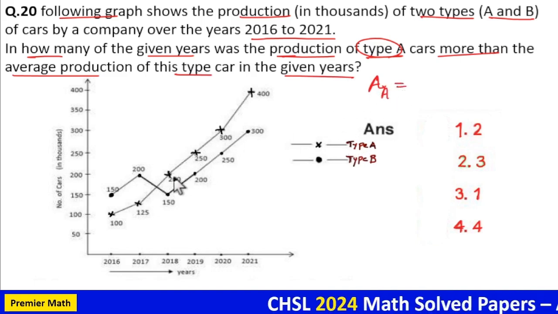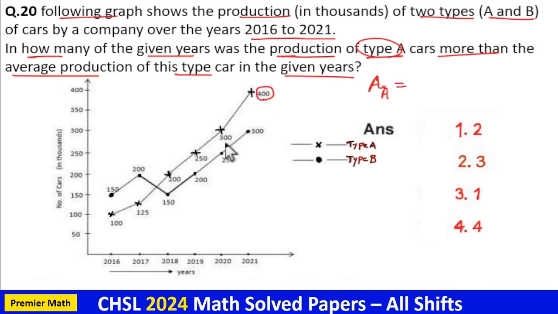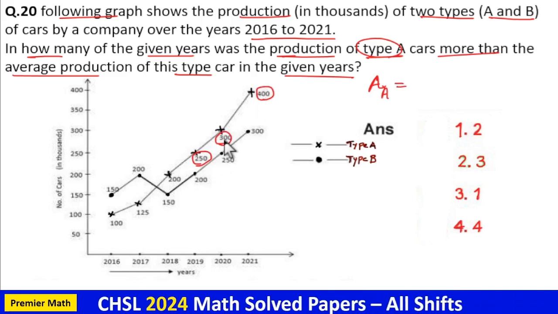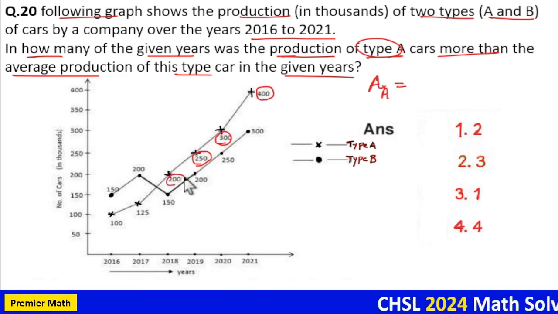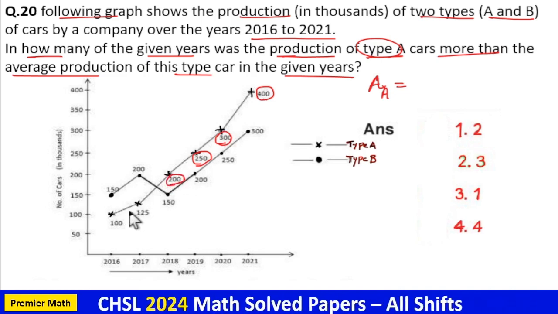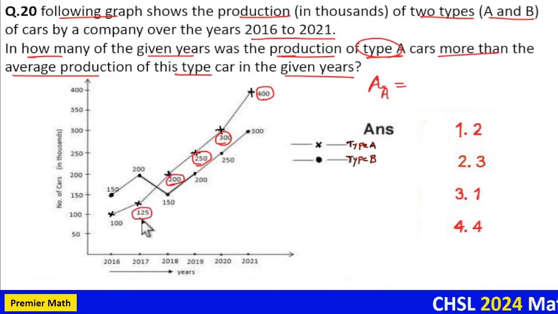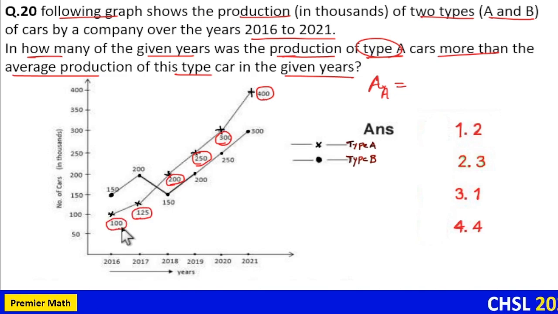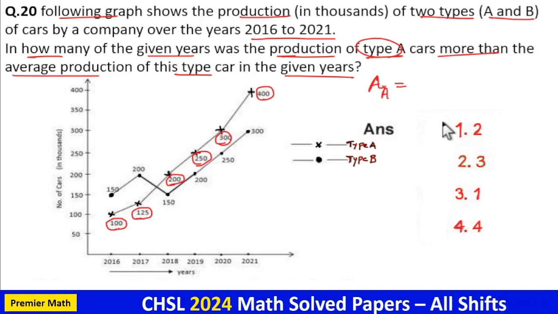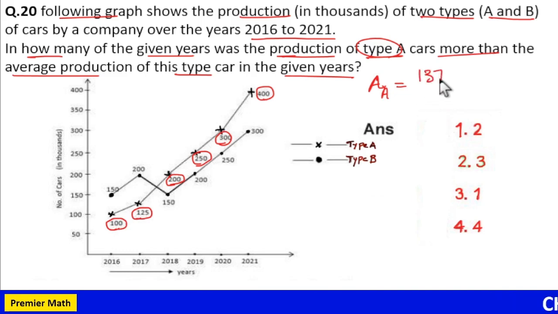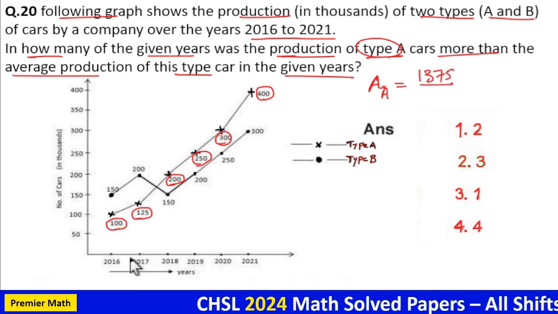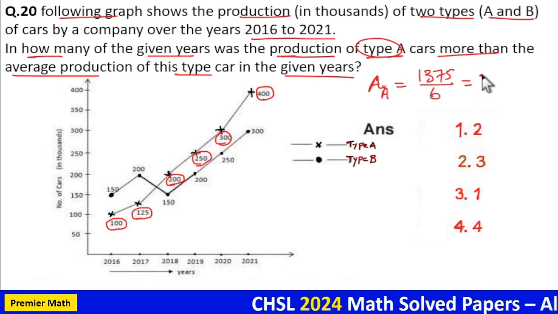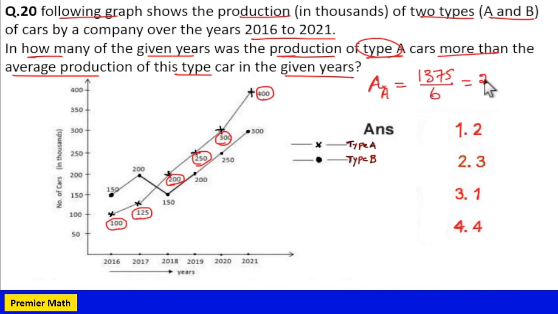Average of type A cars is equal to 400 plus 300 plus 250, that is 950. 950 plus 200 is equal to 1150. 1150 plus 100 is 1250. 1250 plus 125 is 1375, divided by the total number of years, which is 6 years, which is equal to 229.